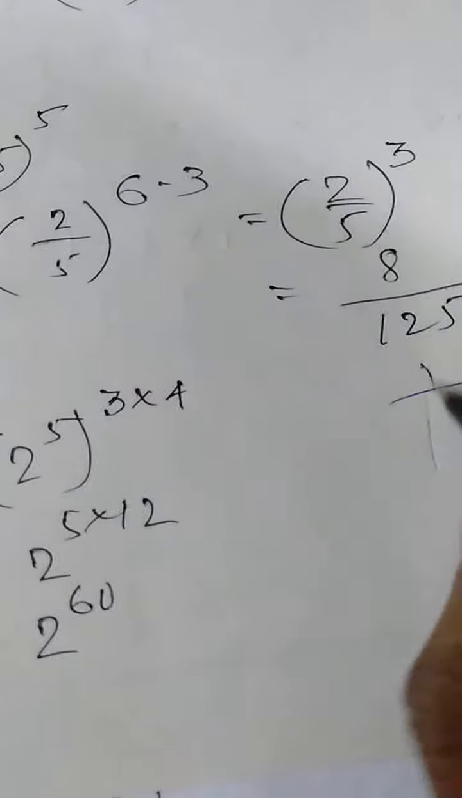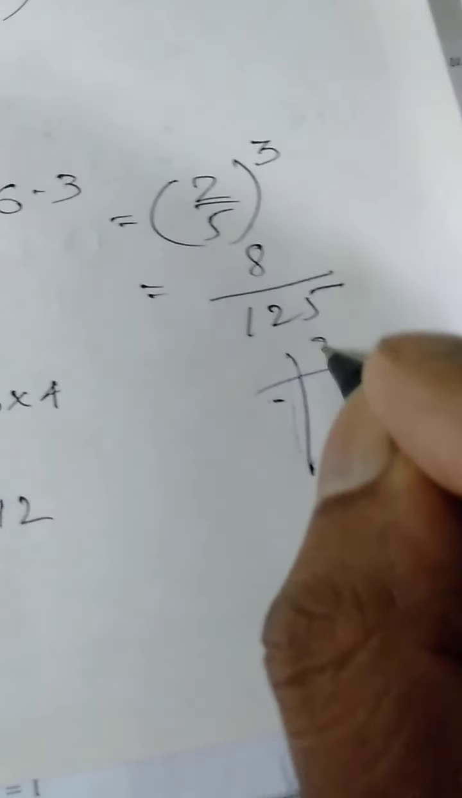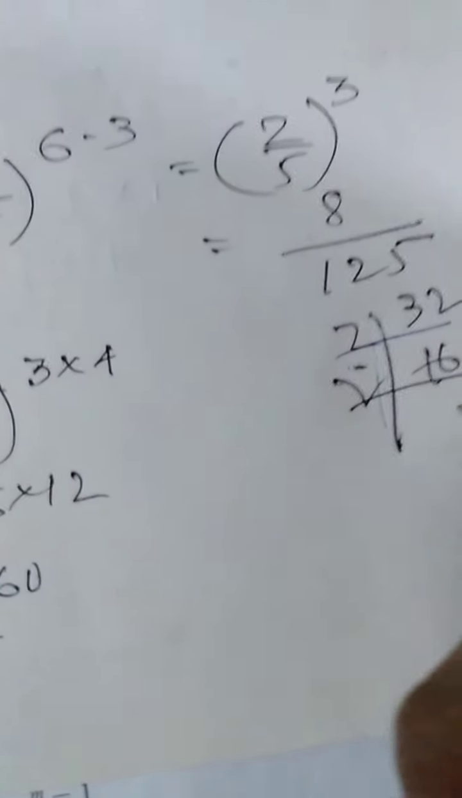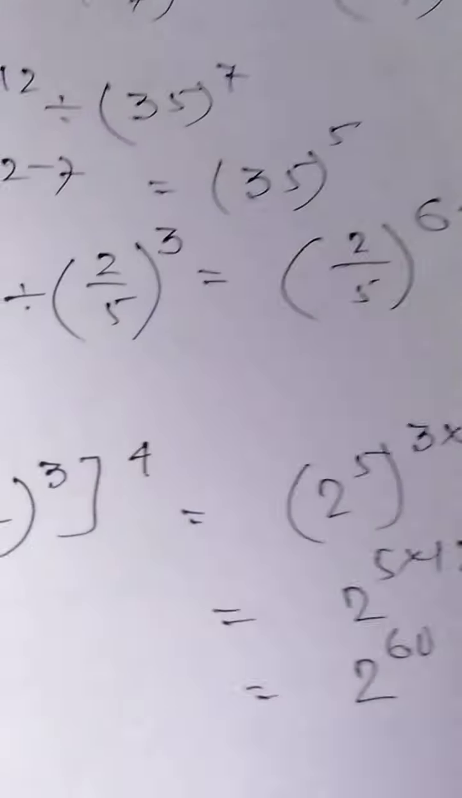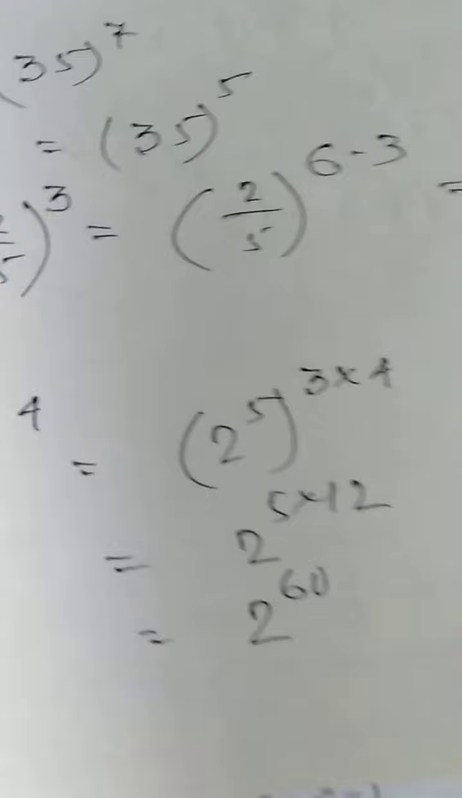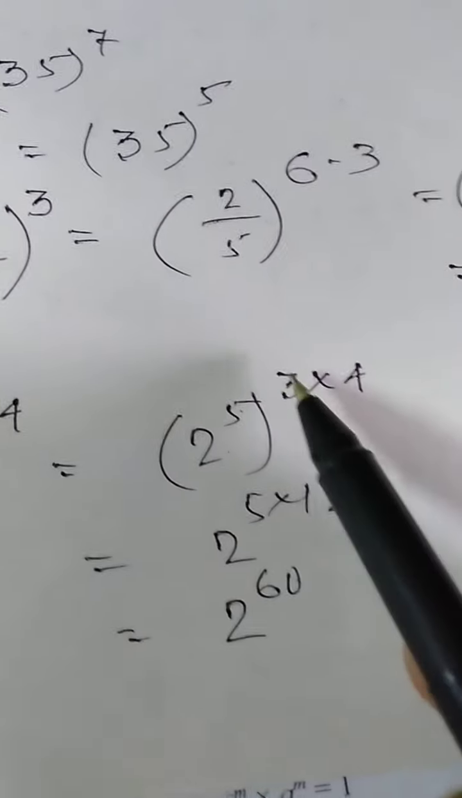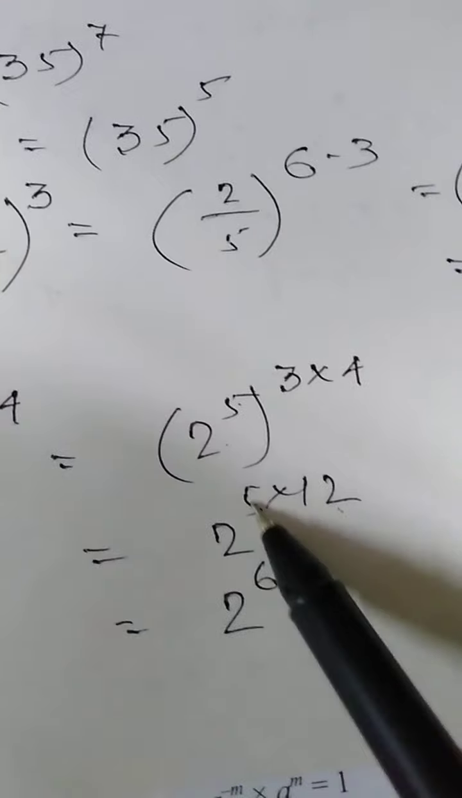If you do it like this, 32, 2 times 16, again 2 times 8, and so on, you will get 2 to the power 5. And 3 times 4 is 12, so 2 to the power 5 into 12, that is 2 to the power 60. So here we are getting 2 to the power 60.